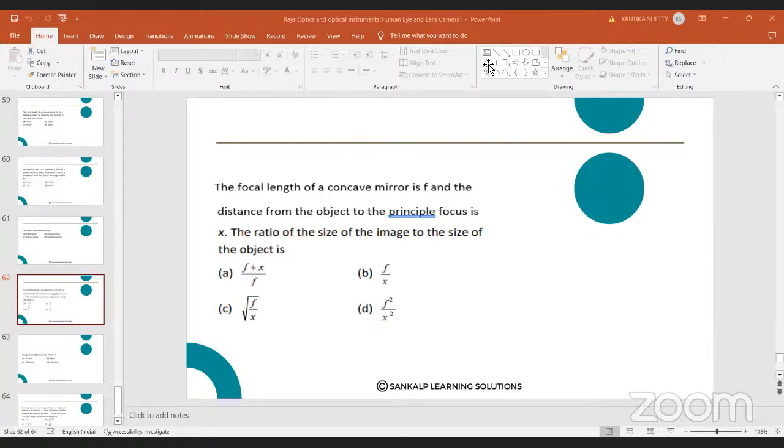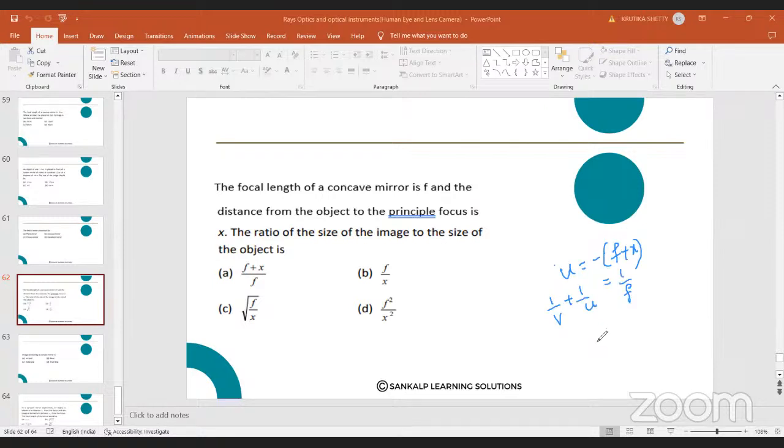Okay, so I'll show you how to solve this. Just the hint again I'll give. Those who don't know, note it down. So many students are giving the answer. The object distance will be minus into bracket f plus x. The mirror formula is what? 1 by v plus 1 by u is equal to 1 by f.